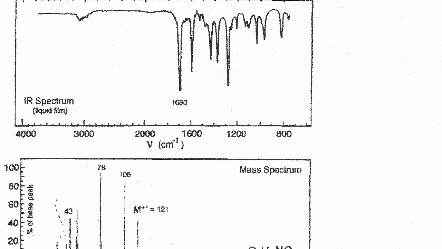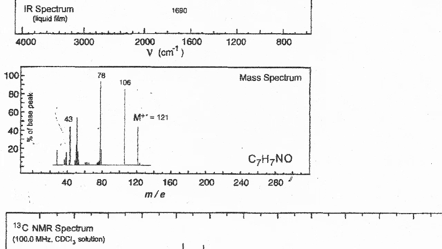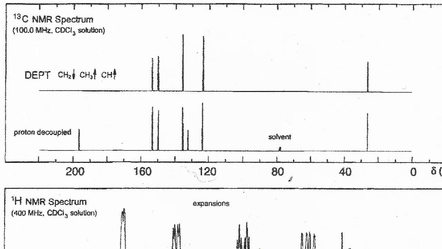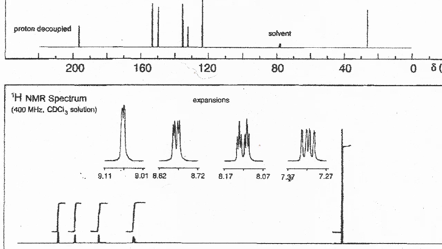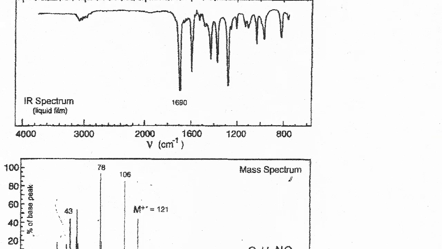All right, so here is the material. It starts with the IR up here, and then we have access to a mass spectrum, again with the formula that was put in the comments, C7H7NO. We then have our C13 material, and then we finally have our proton NMR material. So let's get started with solving this.